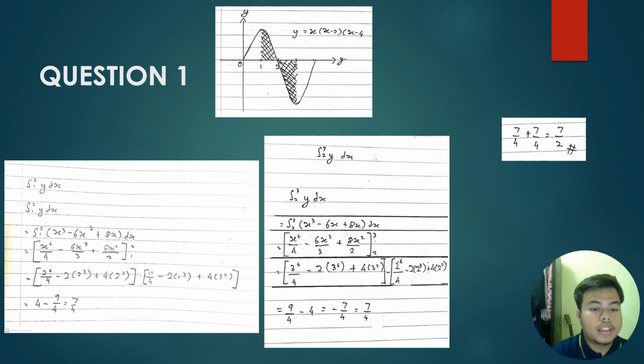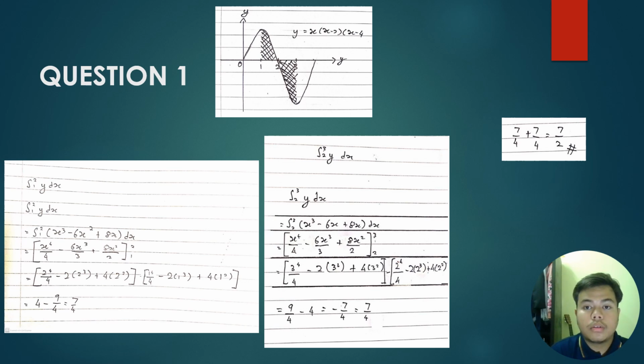Another step, we put a big bracket: 2 to the power of 4 over 4 minus 2 times 2 to the power of 3 plus 4 times 2 squared, close bracket, minus 1 to the power of 4 over 4 minus 2 times 1 to the power of 3 plus 4 times 1 to the power of 2, close bracket. So the answer for this shaded region is 4 minus 9 over 4, which is 7 over 4.